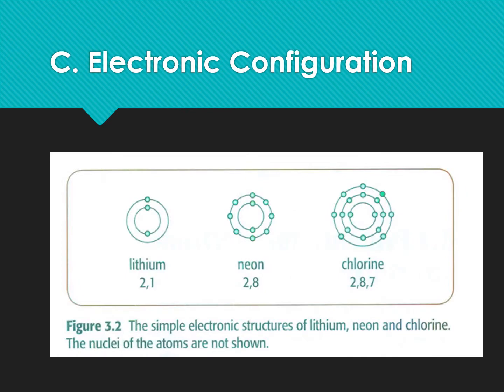So for example, lithium would have a 2-1 structure because there are 2 in the first energy level, and then the last electron has to go to the second energy level. Neon would have a 2-8, a full outer shell. And chlorine would have a 2-8-7 because the second energy level can hold up to 8. So after it holds 8, it goes to the third energy level, and then there are 7 more for chlorine.